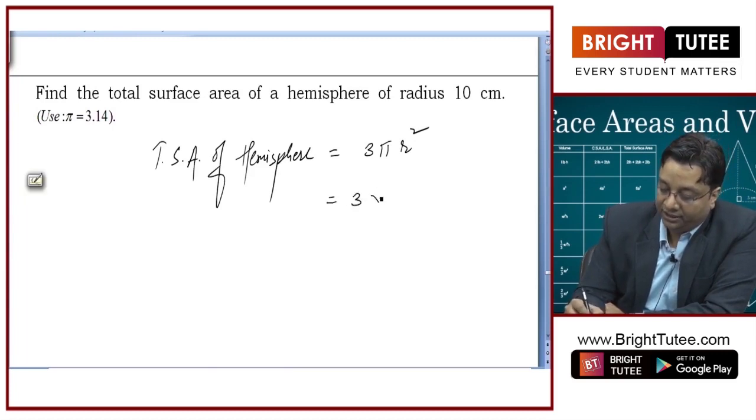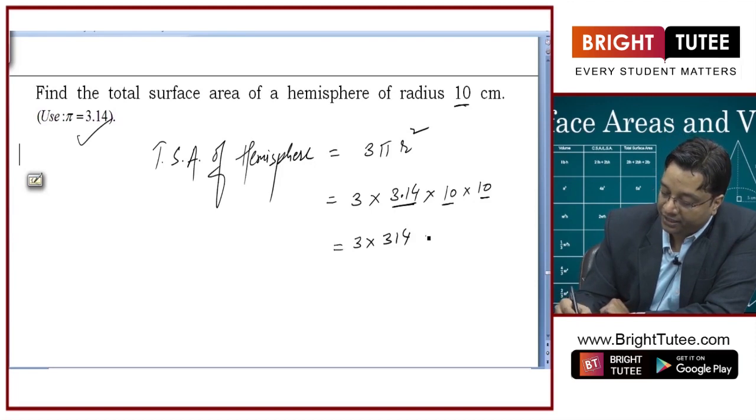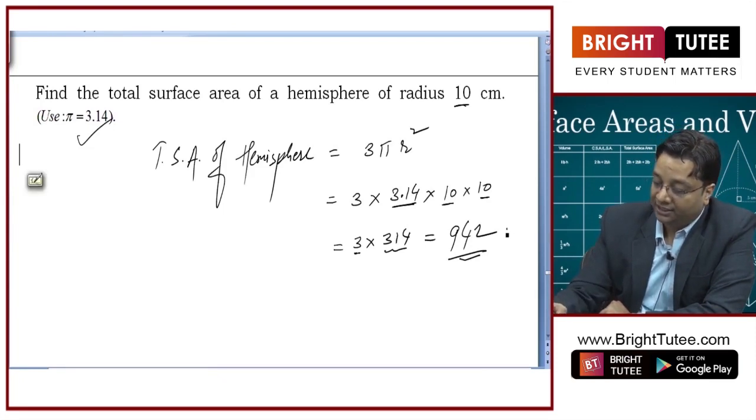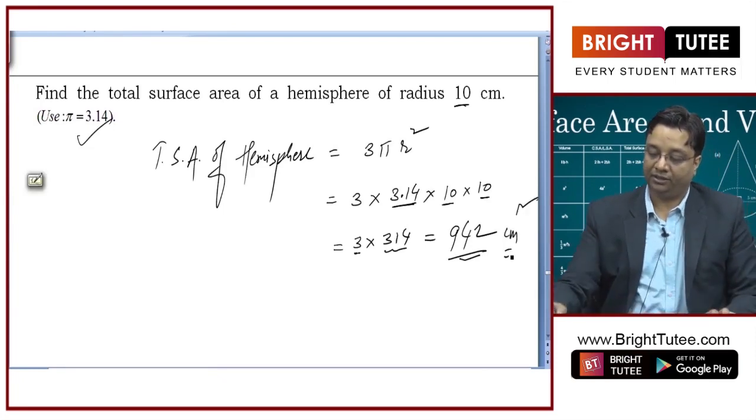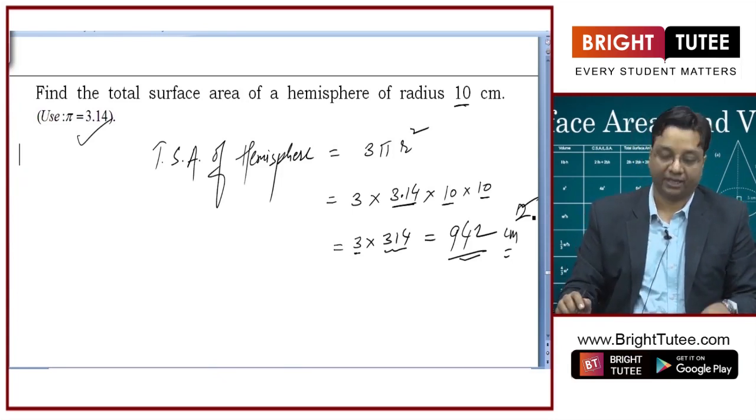So it is equal to 3 into, this time we need to take pi as 3.14, and radius square is 10 into 10. So 10 into 10 is 100, 100 into 3.14 is 314, so 3 into 314, so the answer will be 942, because 300 into 3 is 900, 14 into 3 is 42, so 942 centimeter square is the total surface area of the given hemisphere. Okay.